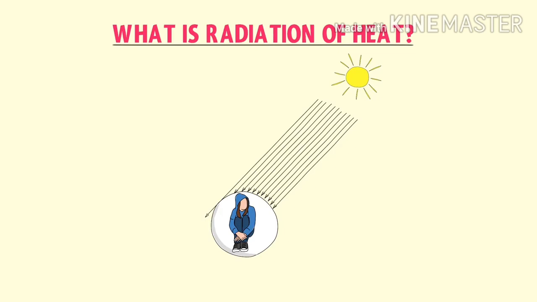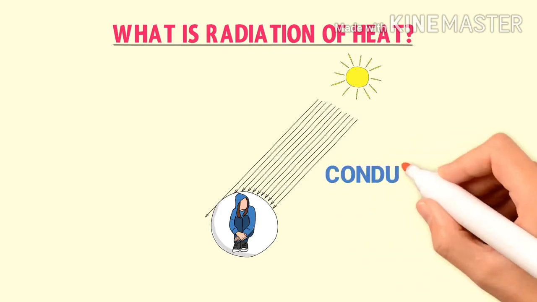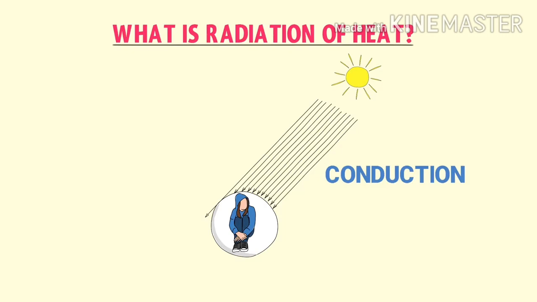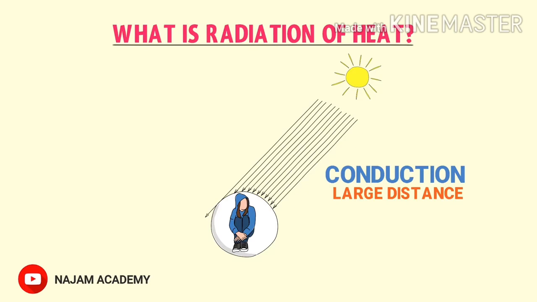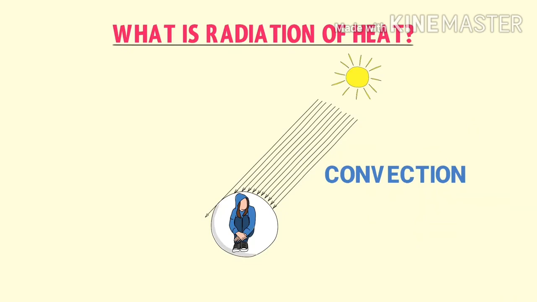Now here comes the interesting question. Does this heat energy of the sun reach you by the process of conduction of heat? The answer is absolutely no, because there is a large distance between you and the sun. Secondly, does the heat energy of the sun reach you by the process of convection of heat? The answer is again absolutely no, because when the air absorbs heat energy, the molecules of air rise up. Secondly, there is vacuum or space between the sun and the earth. Hence, the heat energy of the sun doesn't reach you by the process of convection.